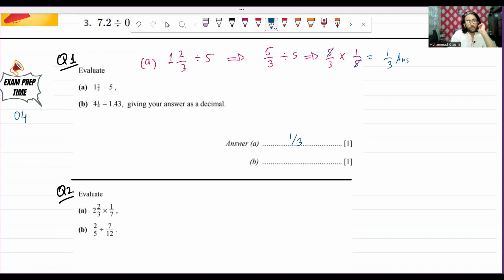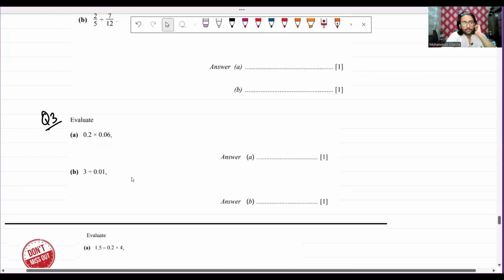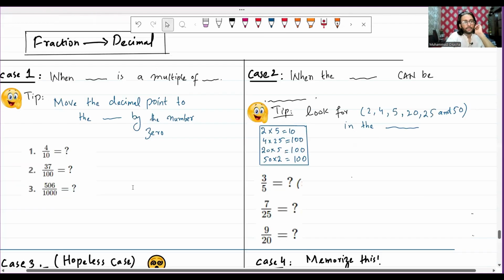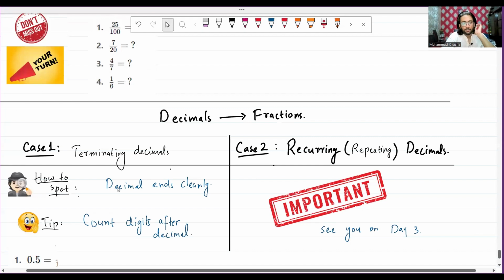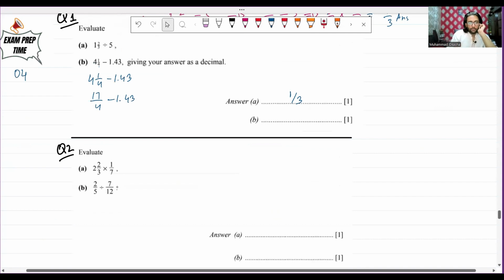Let's see. So 4 1 by 4, if I were to convert it into an improper fraction, that would be 4 times 4 would be 16, 16 plus 1, 17 divided by 4 minus 1.43. We'll learn in a while how to convert decimal into fraction. I'll convert this into a fraction right away, but just follow along, and you will learn in a while how to do this.